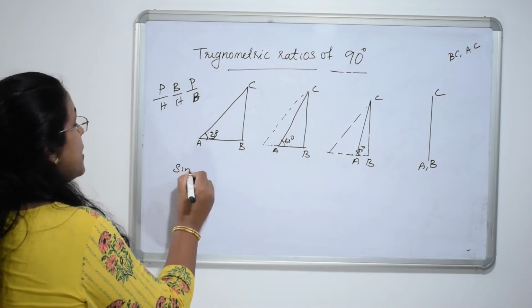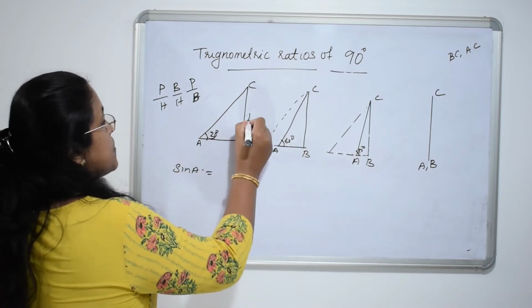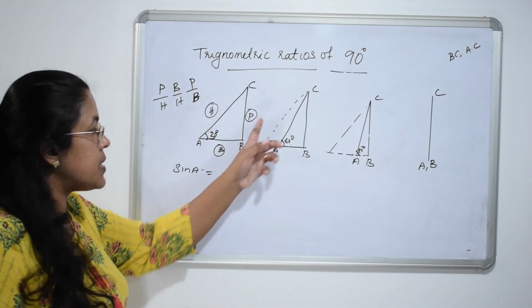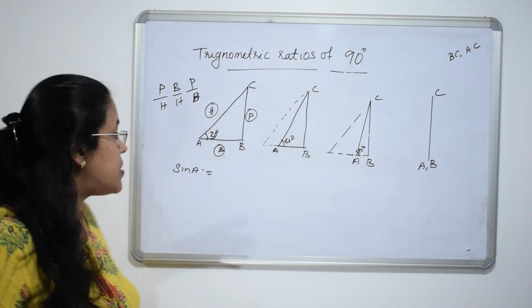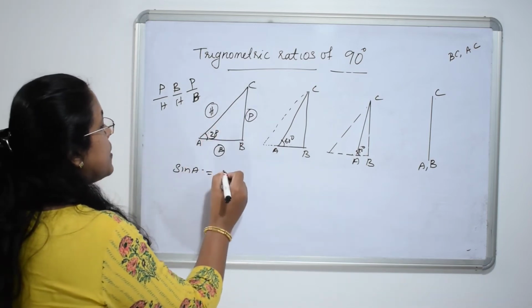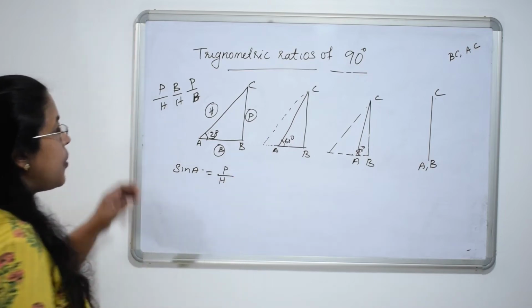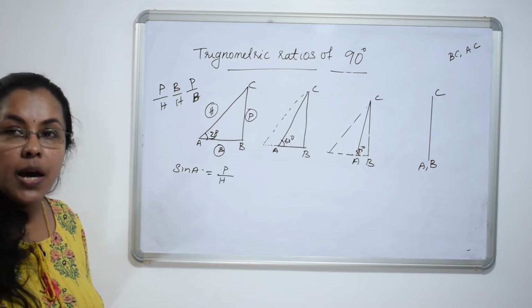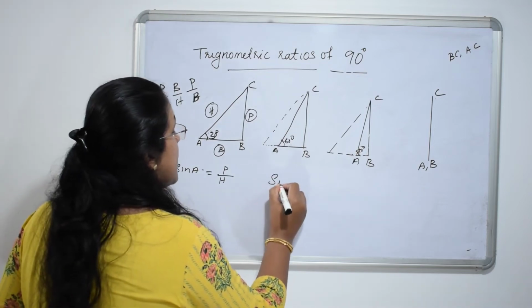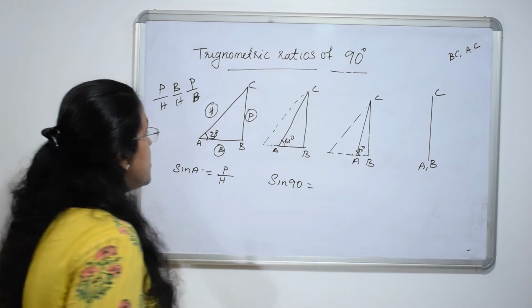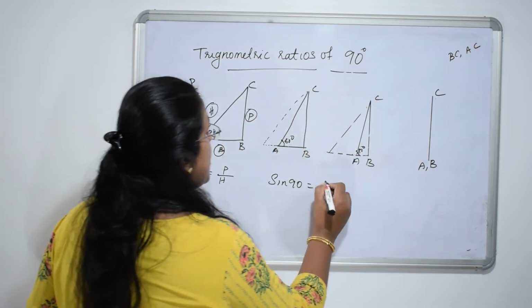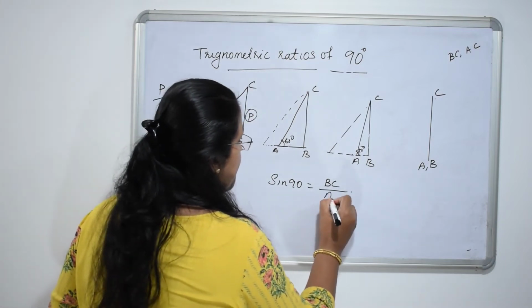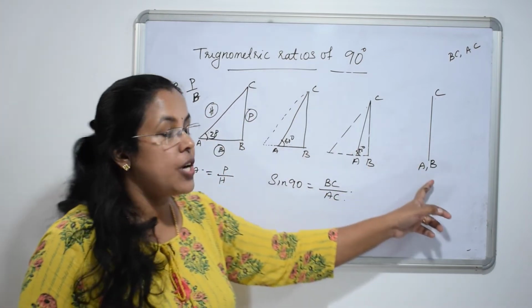Now, sin A. This is the perpendicular, this is the base and this is the hypotenuse, or the opposite side, adjacent side and hypotenuse. We know sin A is equal to perpendicular upon hypotenuse. So sin 90 degrees is equal to, what is the perpendicular here? The perpendicular is BC, and what is the hypotenuse? AC. Look at the last triangle.